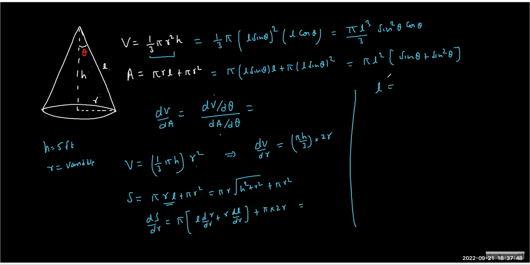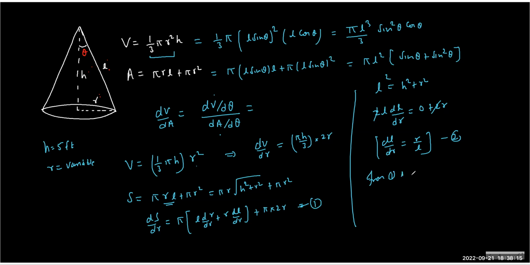And you can find L. L square is h square plus r square. So basically 2L dL by dr will be 0 plus 2r. So dL by dr is r by L, and therefore from 1 and 2 we can write dS by dr equals pi L plus r by, so dL by dr is r by L, so I can substitute.